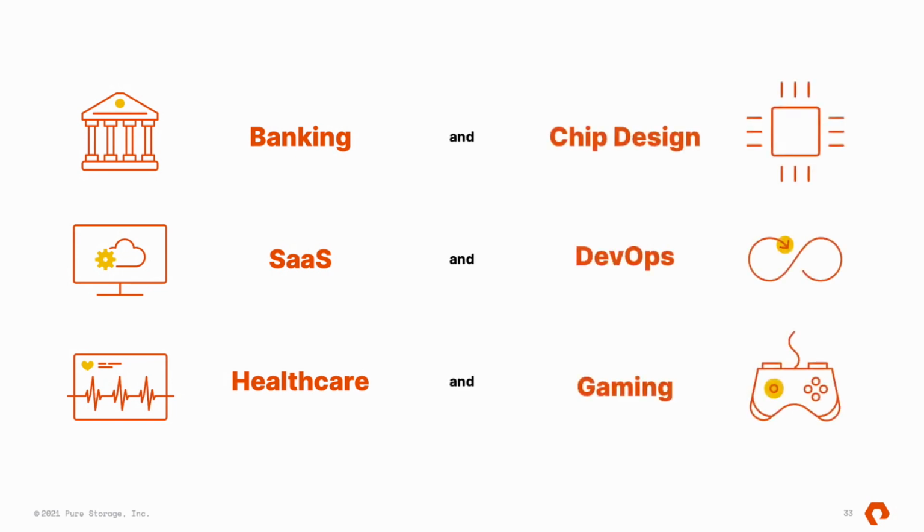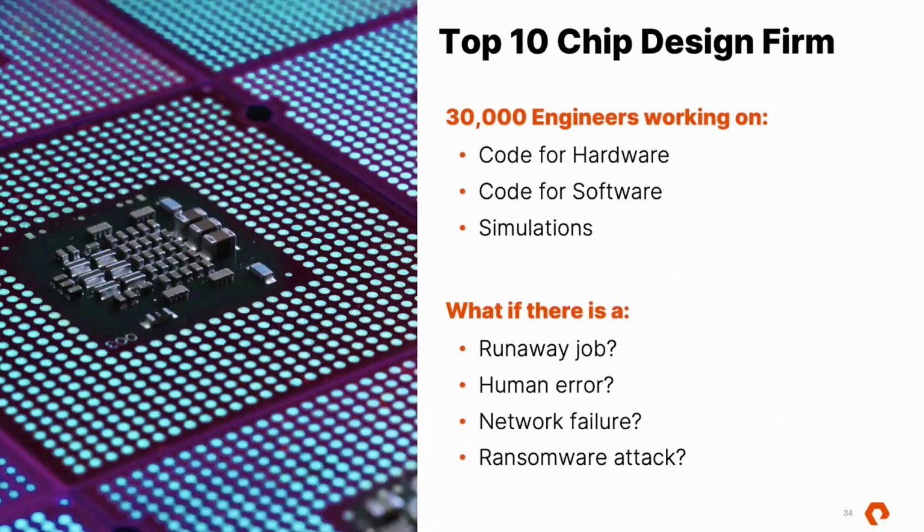But what about the chip designers? What about the high-scale software development teams? What about the gaming studios? Do they need all these enterprise features, or should we be building a system that's just fast and big? And I want to use a particular industry example to really make the case that these enterprise features are universal.